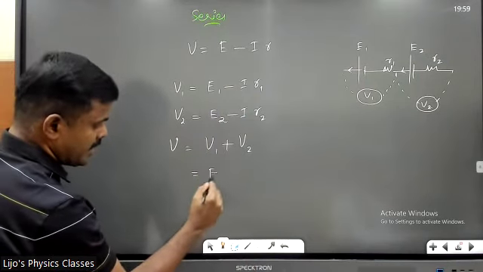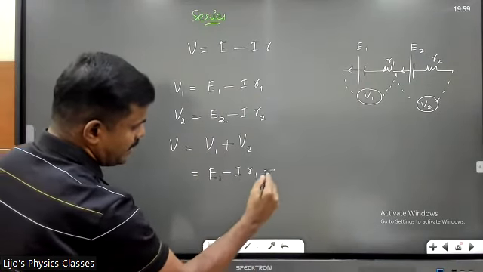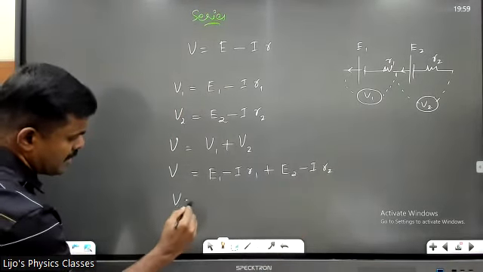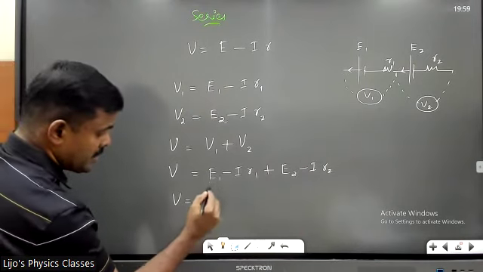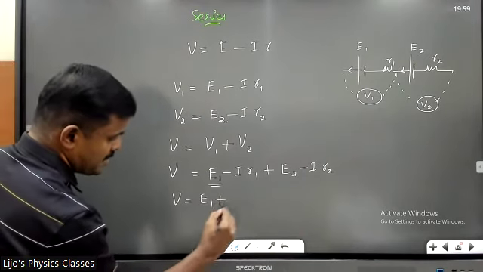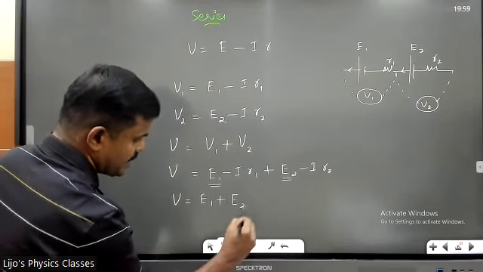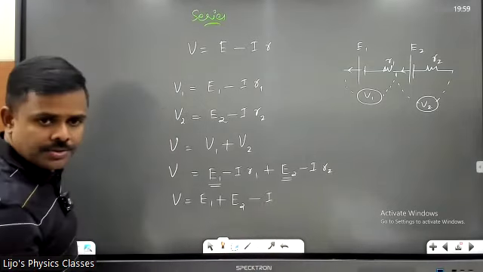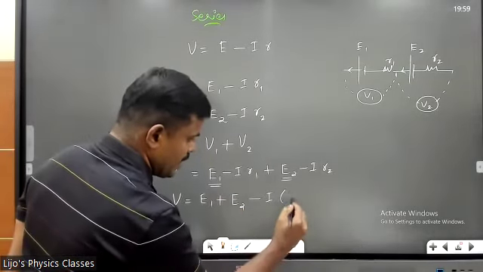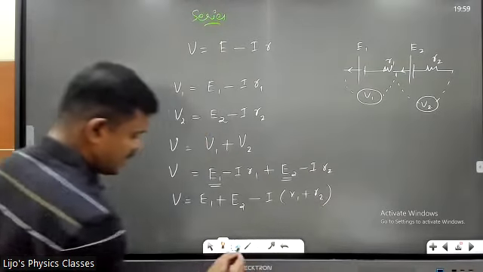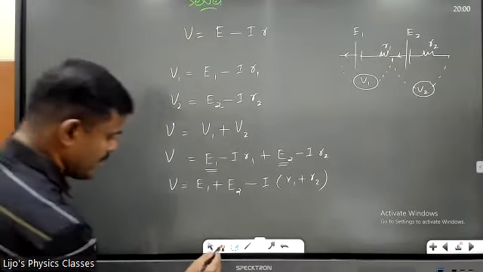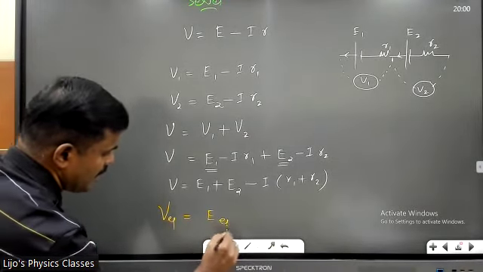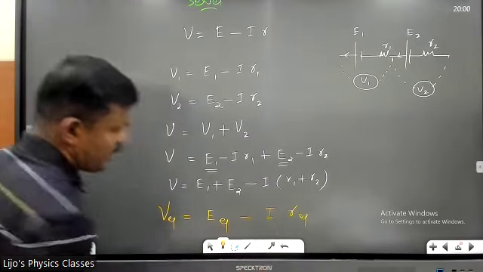So this looks like E1 minus IR1 plus E2 minus IR2. This is V. Now let us club the terms together. E1 plus E2, minus I into R1 plus R2. Right underneath, I can write: V equivalent is equal to E equivalent minus I into R equivalent.